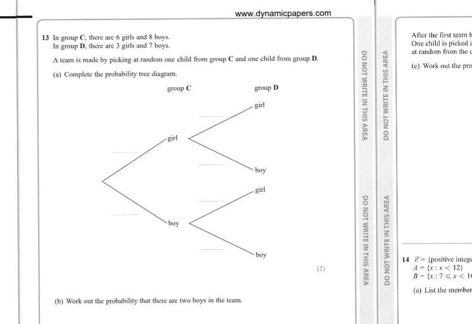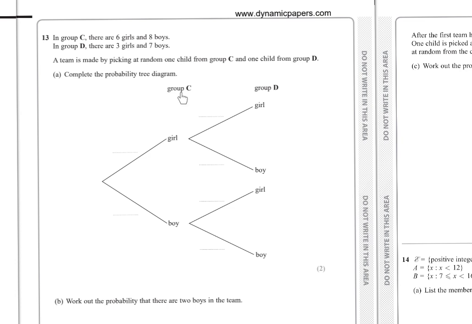Number 13. In group C, there are 6 girls and 8 boys. In group D, there are 3 girls and 7 boys. A team is made by picking at random one child from group C and one child from group D. Complete the probability tree diagram.